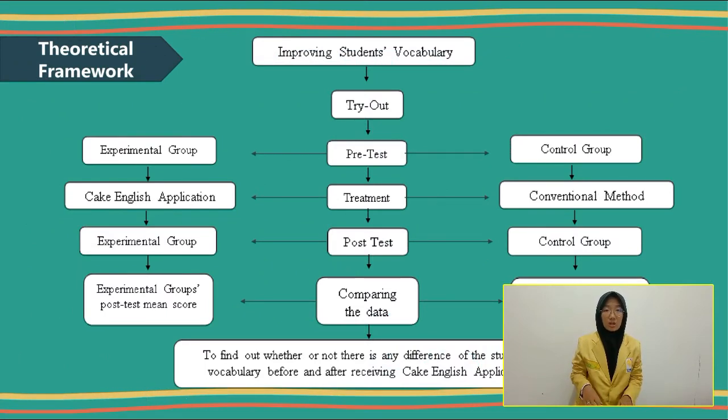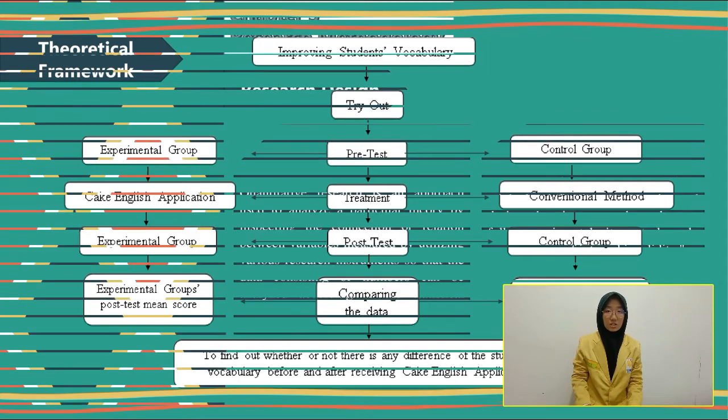Next is the theoretical framework, improving students' vocabulary. The first is the tryout, which is from another class. Then the pre-test for the experimental group and the control group. Then the treatment is given, conventional methods and the Cake English application. Then the post-test for the control group and experimental group. Then we compare the control group's post-test mean score and the experimental group's post-test mean score, so we can find out whether or not there is any difference in the students' vocabulary before and after using the Cake English application.